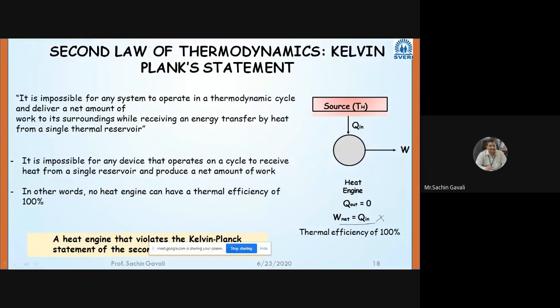Or in another way, we can say that a heat engine that violates the Kelvin Planck statement of the second law cannot be built. It means a heat engine always has to follow the Kelvin Planck statement. Or in other words, no heat engine has a thermal efficiency of 100% or 1. So this diagram represents PMM2, perpetual motion machine of the second kind.